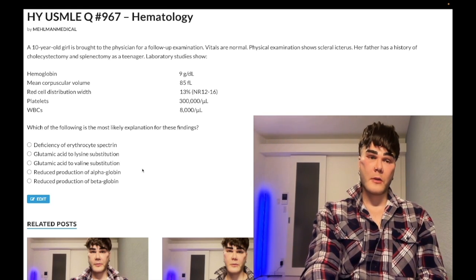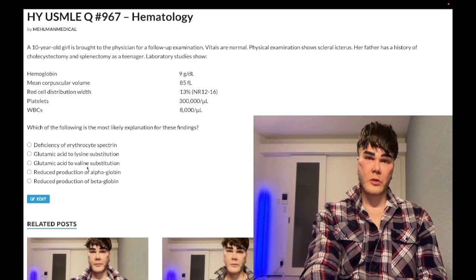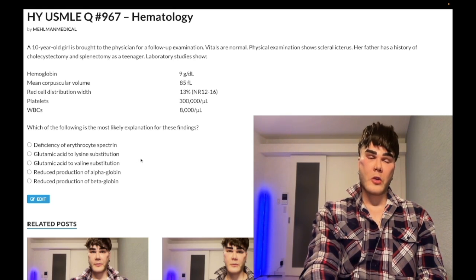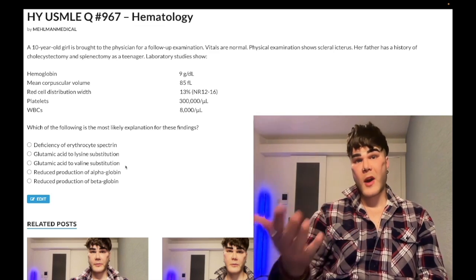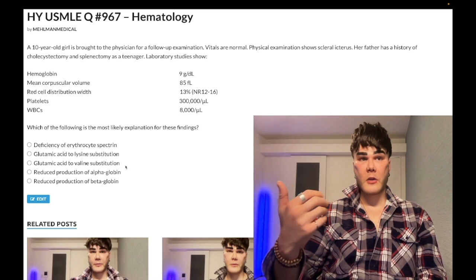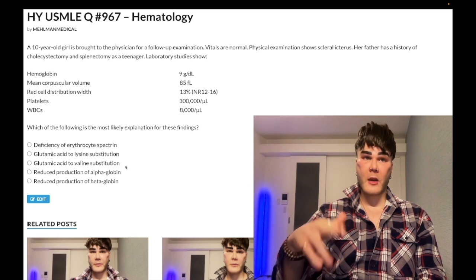Okay, so you have glutamic acid, which is negatively charged. You have valine, which is neutral. So as a result, you're making the beta chain more hydrophobic when you have sickled hemoglobin. And they want you to know that. So there's the hydrophobicity. They can have that as a mechanism in the answer.